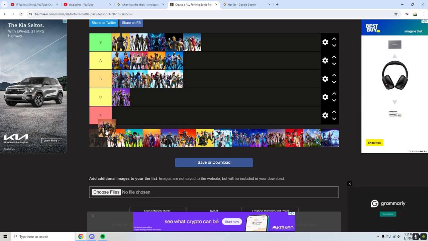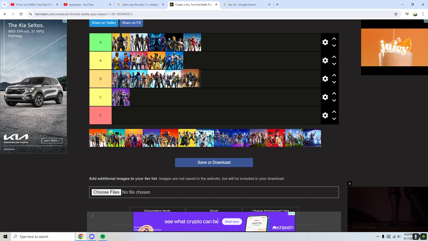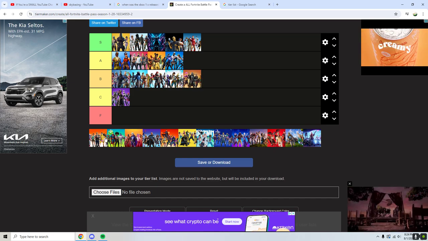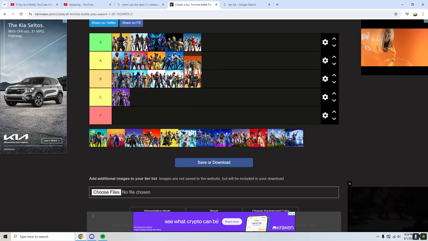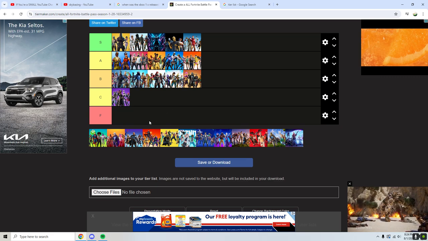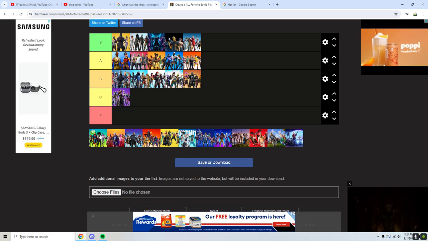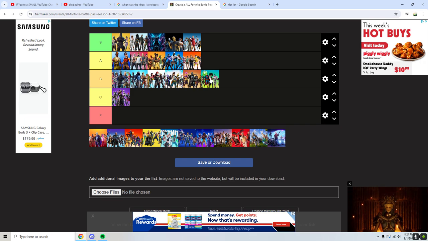Chapter 2, Season 5. Had Mandalorian, but Mandalorian lucky carried. We're definitely going to put that at B tier. Primal. Iconic battle pass. Great skins. A tier. Very hated season, but a very good battle pass. Chapter 2, Season 7. This was definitely a B tier. Rick definitely carried this one.